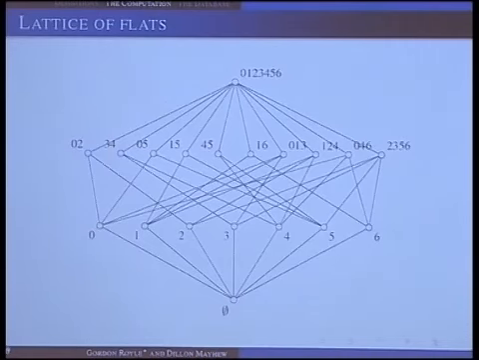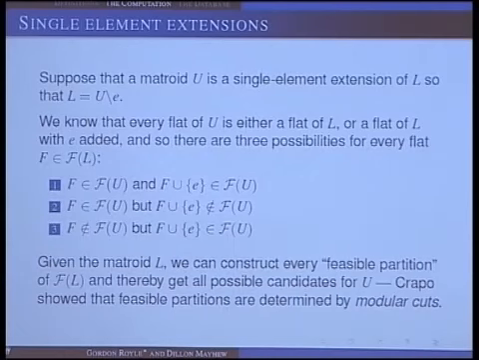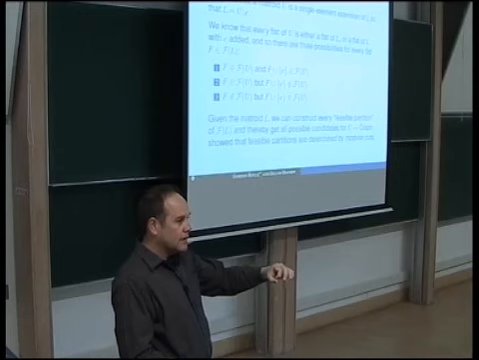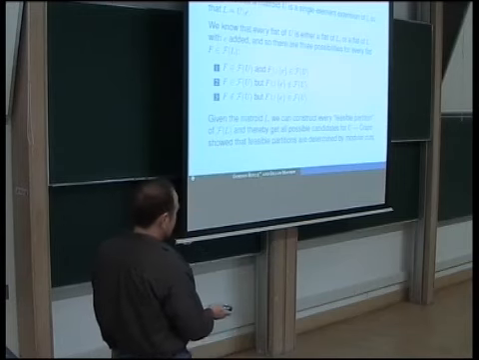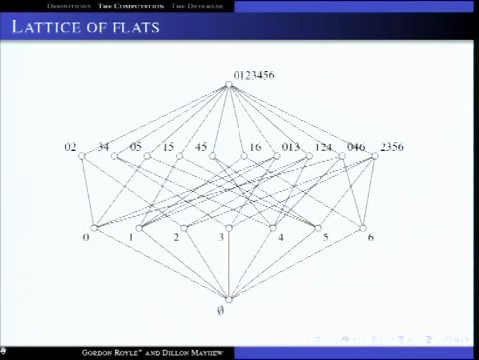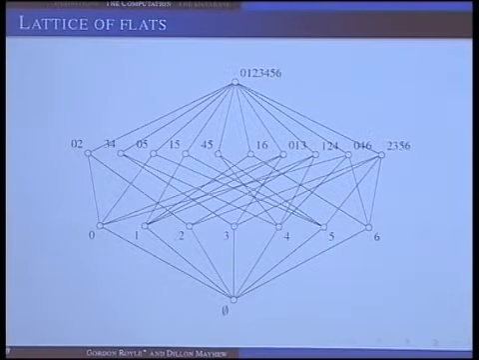Okay, why do we use that? We use it because of Crapo's theory of extending a matroid, which takes a matroid of a certain size and builds it up by adding one more element. And the way it's going to do it is it's going to take this lattice of flats and generate the lattice of flats of a matroid with an extra element added.